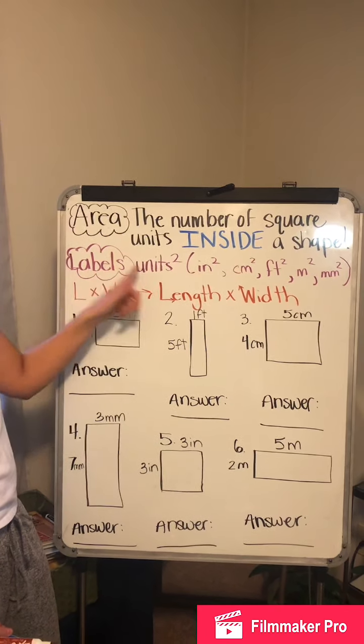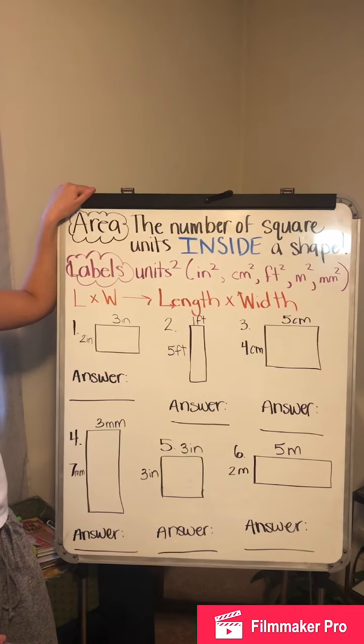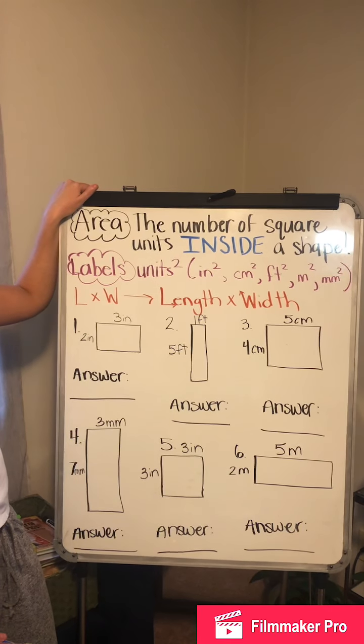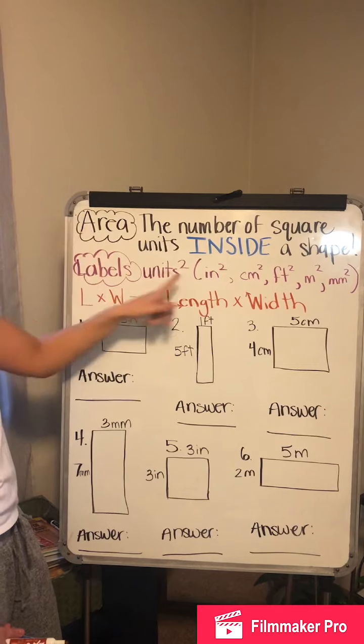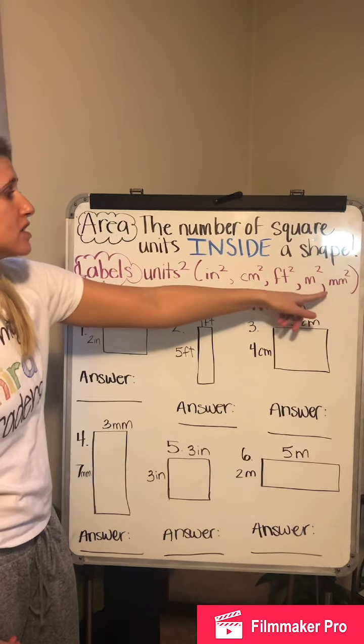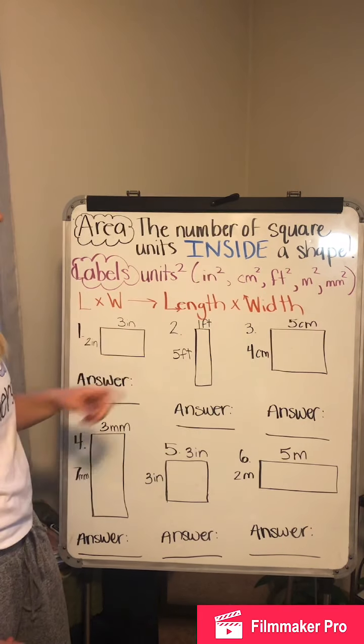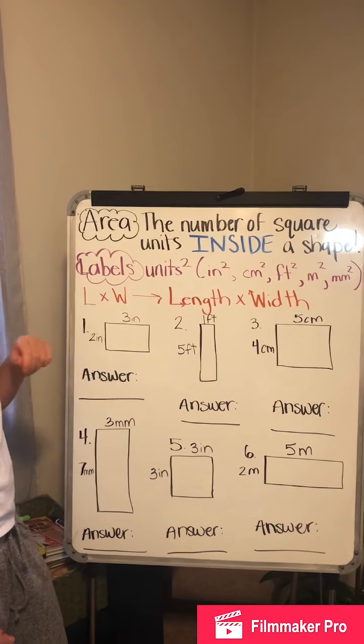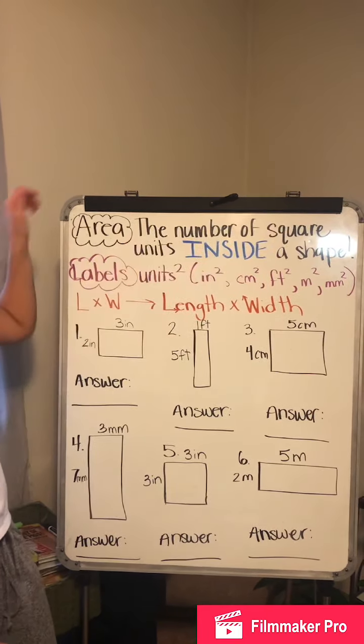We're still going to need our labels, which are going to be units squared. However, we're going to see specific units today. We're going to see inches, centimeters, feet, meters, and even millimeters. And we're going to need to remember to add that square since we're finding square units.